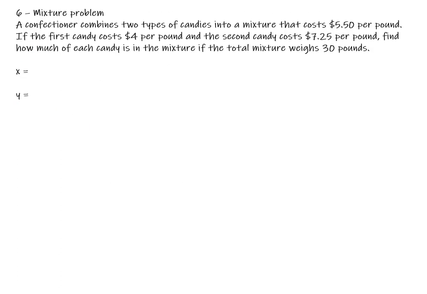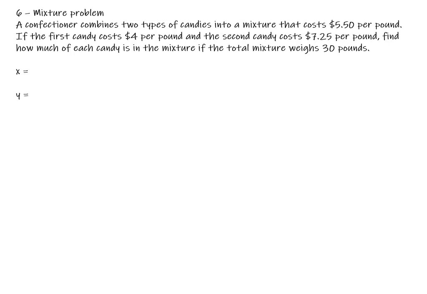Question number 6 asks us a mixture problem, and it says, a confectioner combines two types of candies into a mixture that costs $5.50 per pound. If the first candy costs $4 per pound and the second candy costs $7.25 per pound, find how much of each candy is in the mixture if the total mixture weighs 30 pounds.